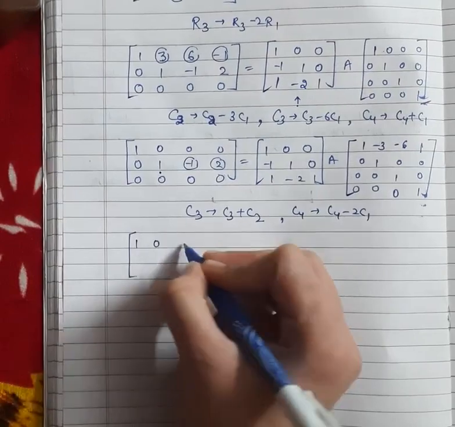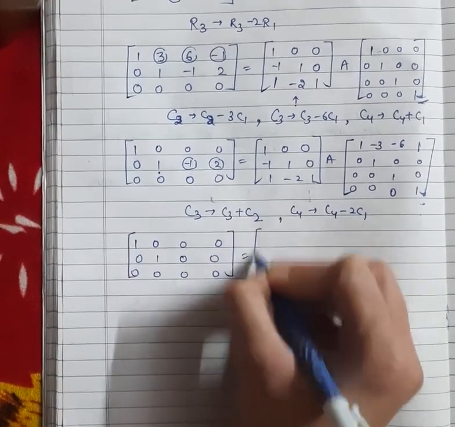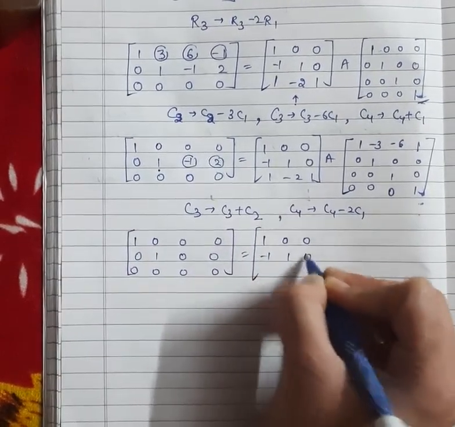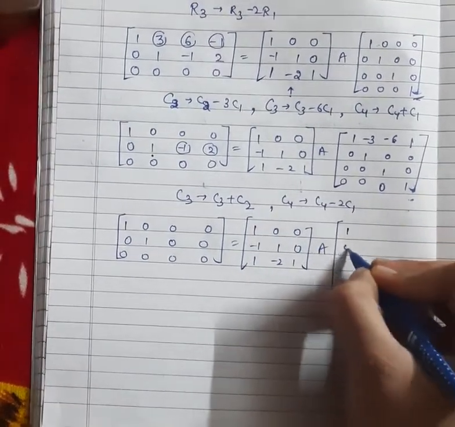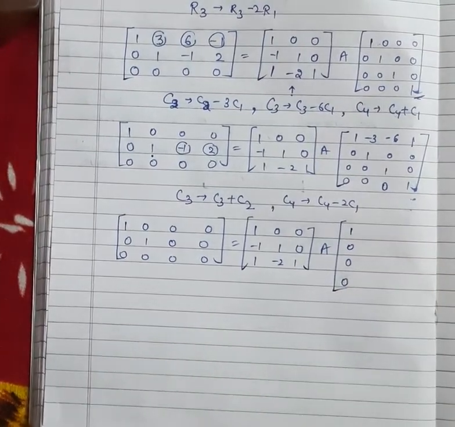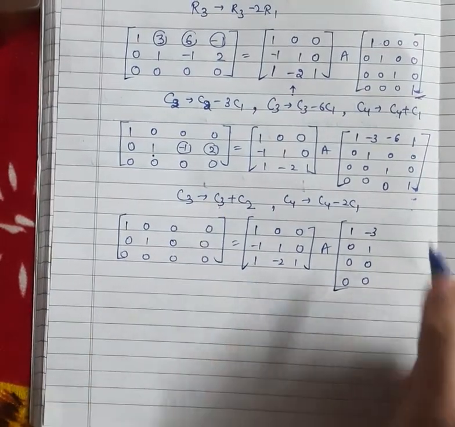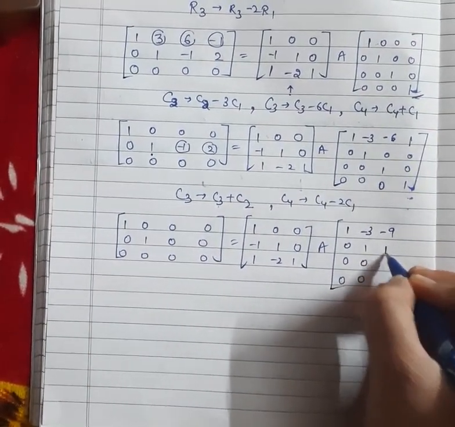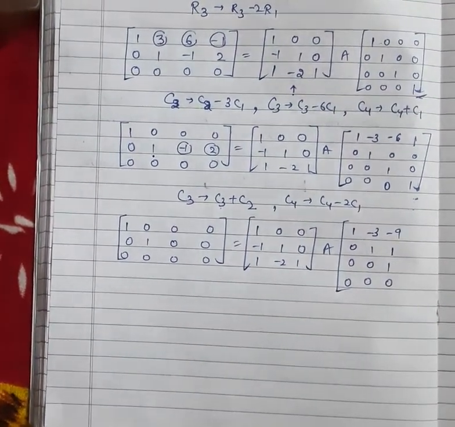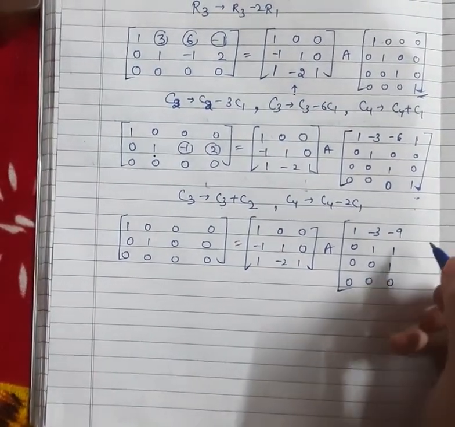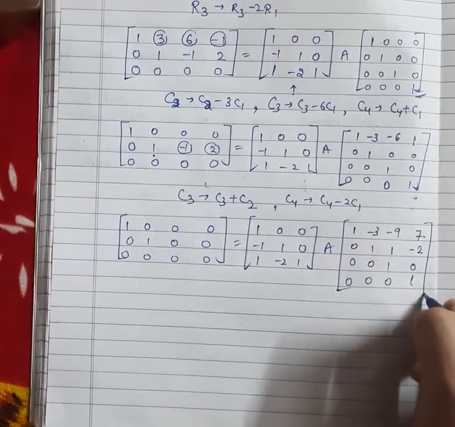After applying the operations, we get zeros here, and again don't apply anything on this first matrix. We will apply the operations on the second one because they are column operations. Since the operation is on C3 and C4, the first two columns will remain the same. Now on C3 it's C3 plus C2, which gives minus 9, 1, 1, 0. Next is C4 minus 2C1, so 2 and 6, 7. Then minus 2, 0 and 1.